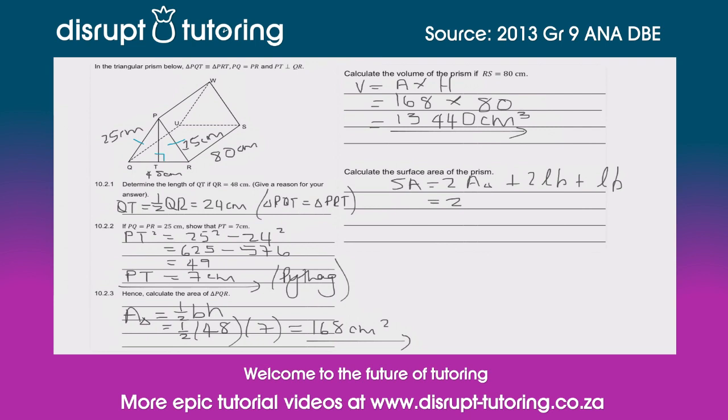So we've got 2 times the area of our triangle, which we calculated to be 168. Brilliant. Then we've got 2 times our length times breadth. So let's have a look at this one. Our length here is going to be 80 and our breadth is going to be 25. Let me see if I can fit these in. I probably can't, so I'm going to give myself some more space. So I'm going to say my length is 80 and my breadth is going to be 25. I'm just going to carry on below that.